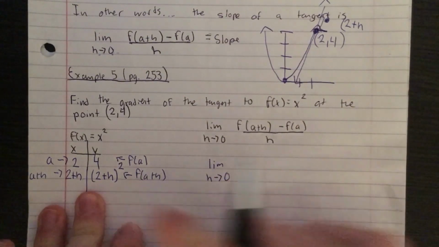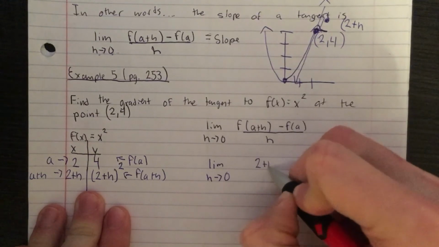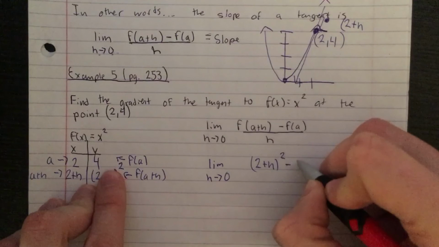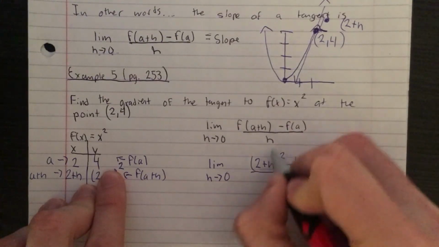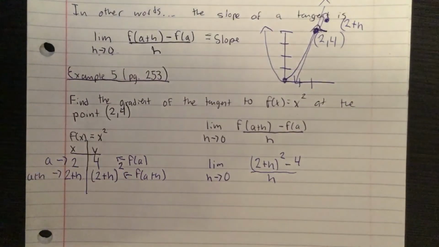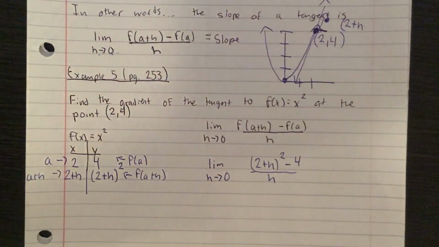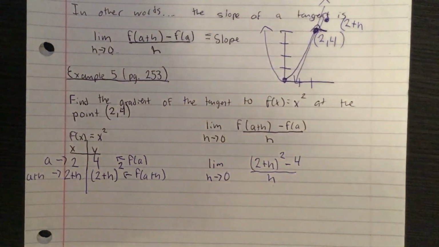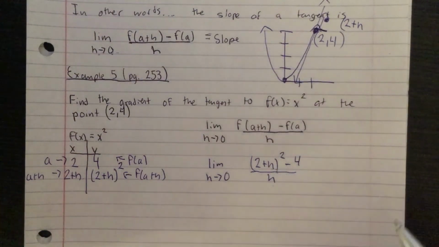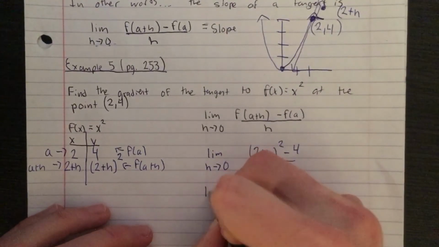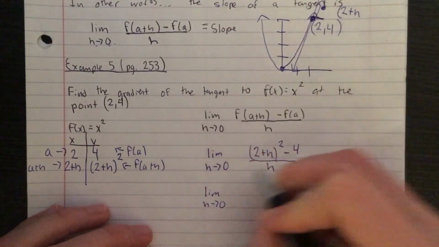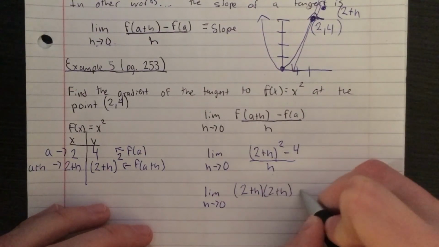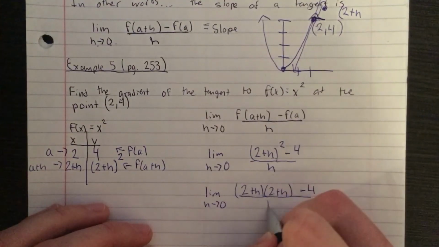We're going to say the limit of (2 plus H) squared minus f of A, which is 4, divided by H. And we need to take this limit. But before we take that limit, if we substitute that in, we're going to get 0 divided by 0. So what we need to do is a little bit of algebra. So I'm going to expand this. We're still taking the limit as H approaches 0. We haven't done that yet. Of 2 plus H times 2 plus H minus 4 divided by H.